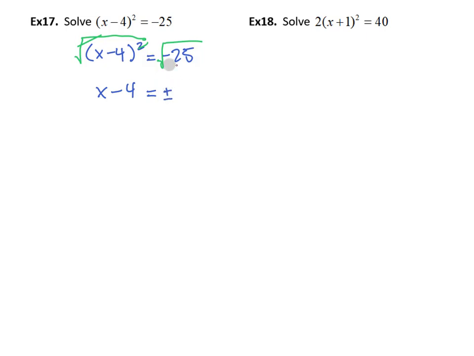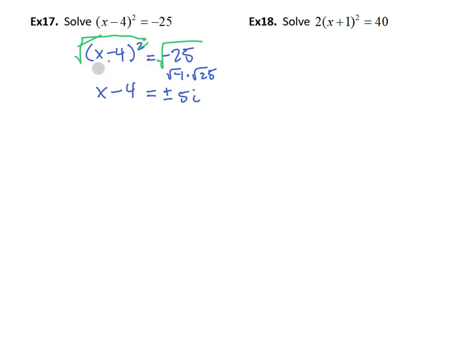So plus or minus, in the square root of negative 25, hopefully you guys recognize that an i is going to come out of there, right? You can think of this as square root of negative 1 times the square root of 25. So we're going to get an i to come out of there for that. And the square root of 25 is 5. So plus or minus 5i.